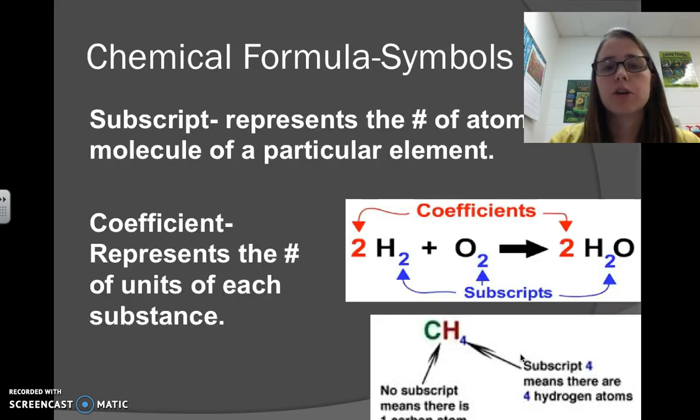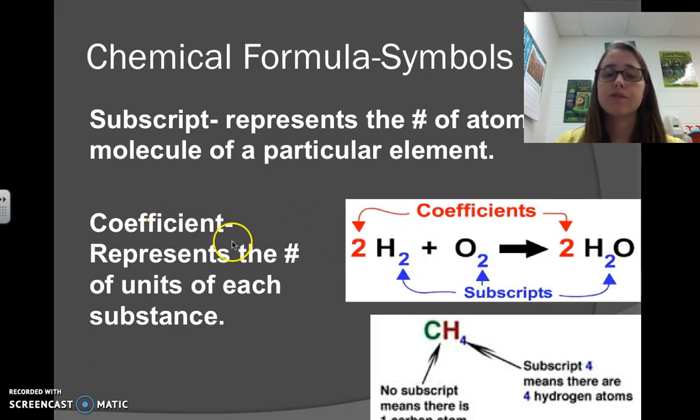Chemical formula symbols. The very first thing you need to understand is a subscript. The subscript represents the number of atoms in a molecule of a particular element. Here are the subscripts, and that tells us how many hydrogens there are, how many oxygens there are. If there's no subscript, that means there's just one of those types of atoms. So 2 hydrogens, 2 oxygens, 2 hydrogens, and 1 oxygen.